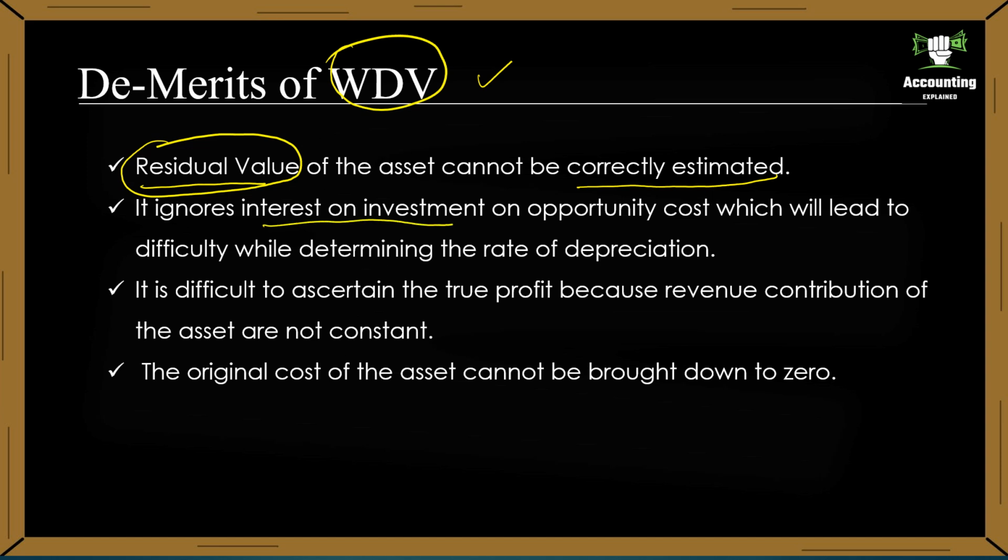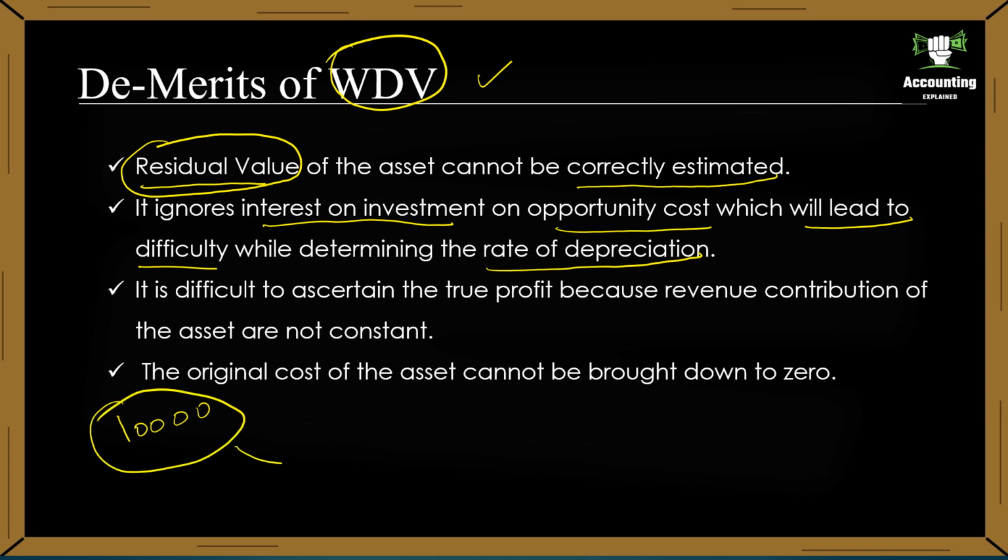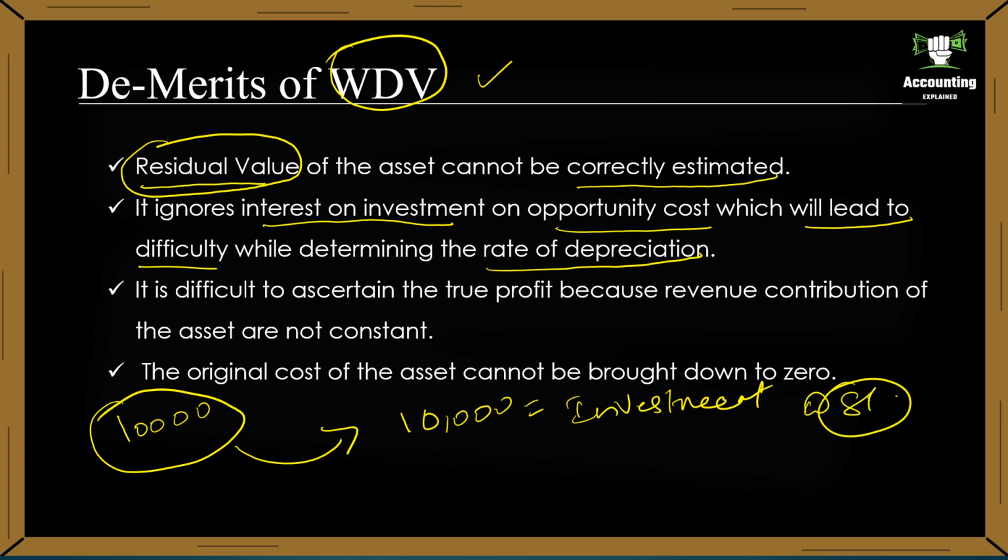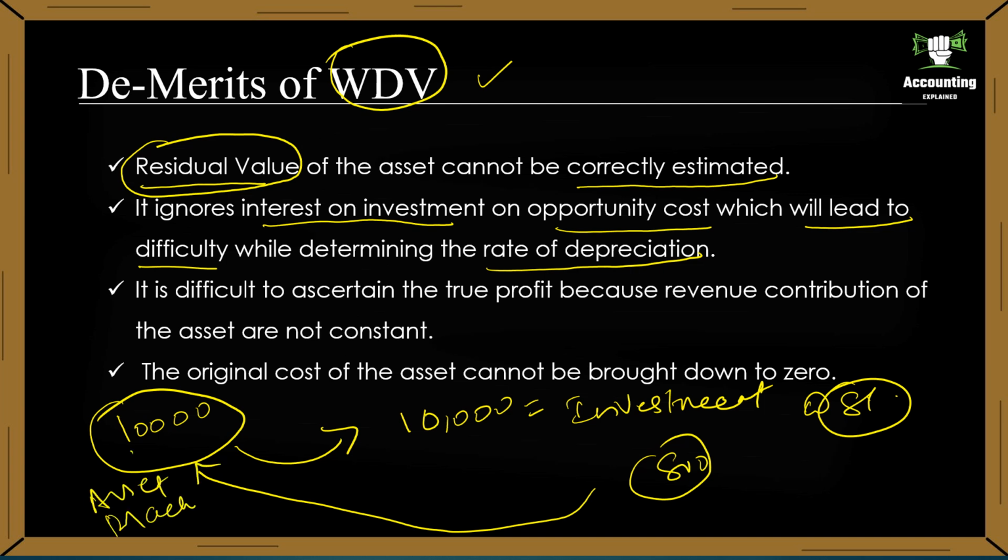It ignores the interest on investment, the opportunity cost, which will lead to difficulty while determining the rate of depreciation. This 10,000 rupees which we use for buying the machinery, if we had not bought the machinery and had invested that in some investment, and this investment fetches you 8% interest, that is the opportunity cost. The cost which we are going to forego, that is 8% interest, 800 rupees, by investing 10,000 rupees in an asset by buying machinery. That is the opportunity cost.